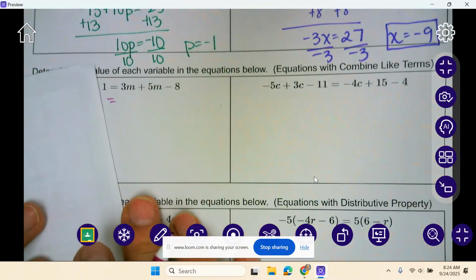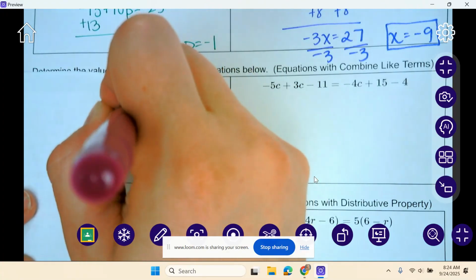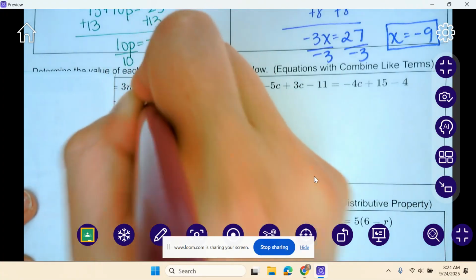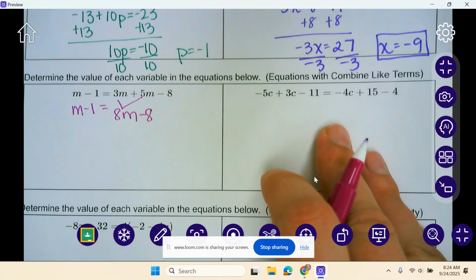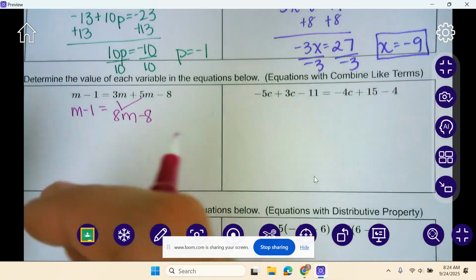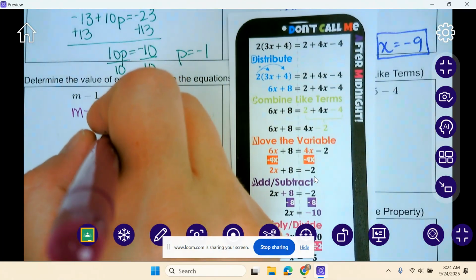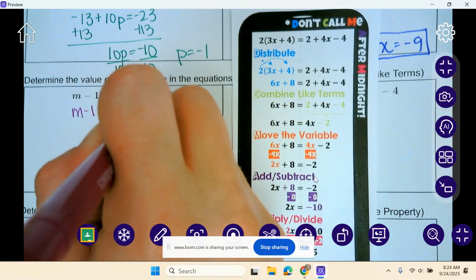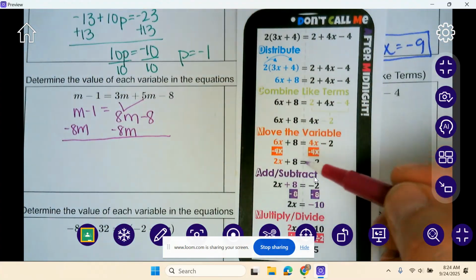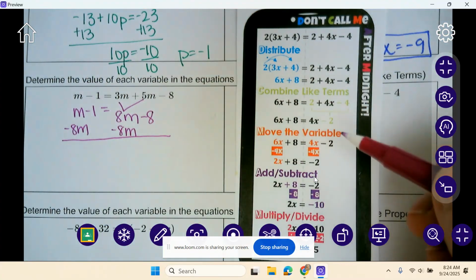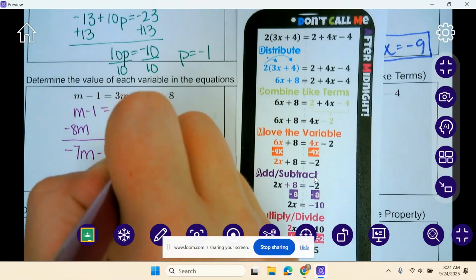But if we go on the right side, right, so we combine the like terms. So these two could combine, and that gives us 8m minus 8. Okay? All right, so next step is we are going to move the variable. So for this one, I'm just going to move it to the left. So I get rid of the variable on the right. When we move the variable, we're adding or subtracting them on both sides. All right, so you get negative 7m minus 1 equals negative 8.